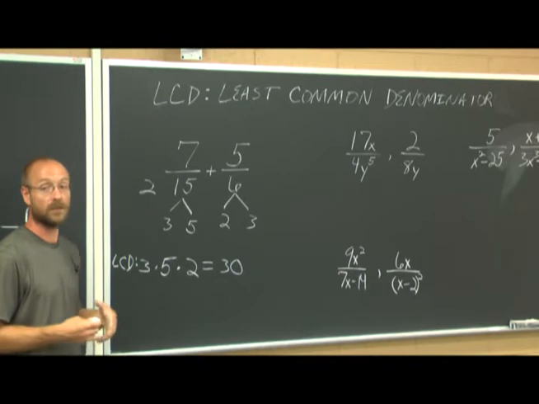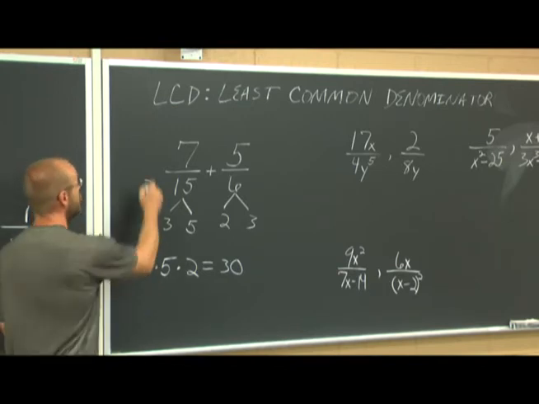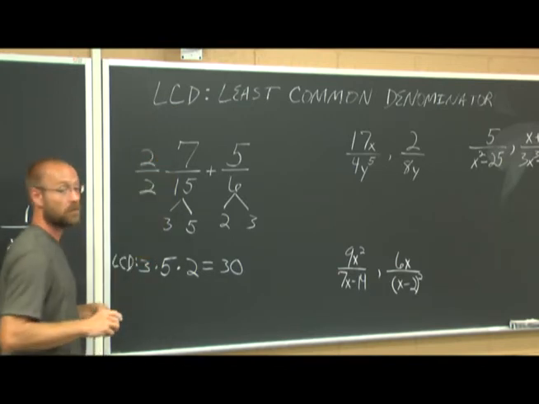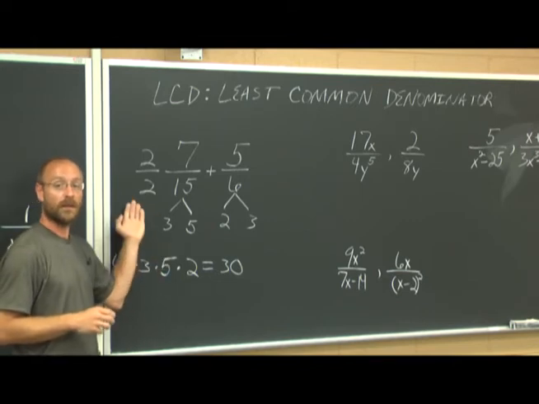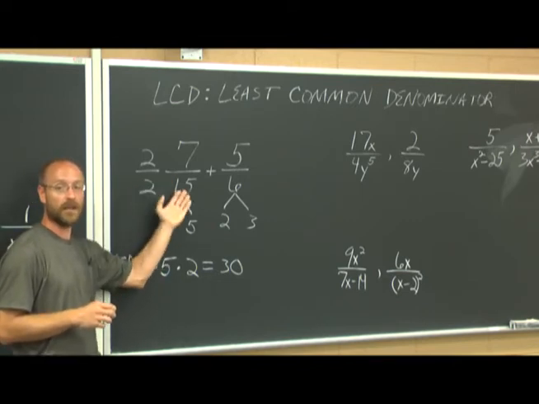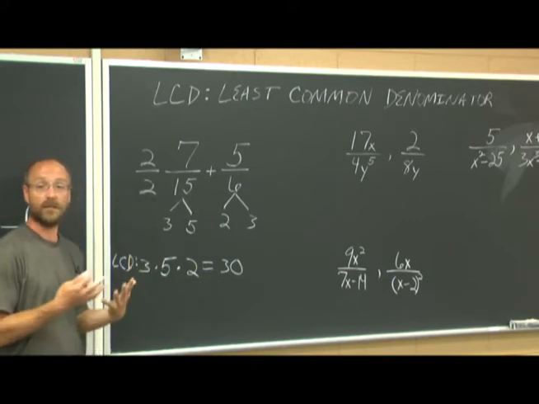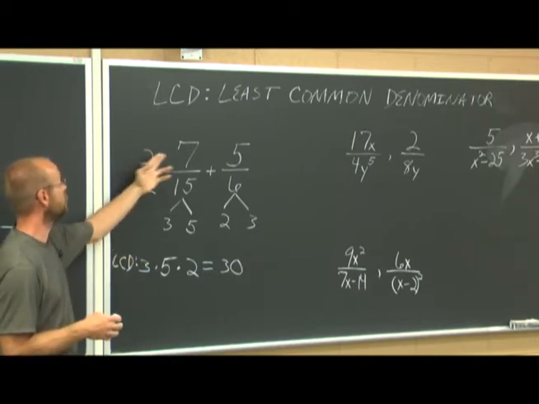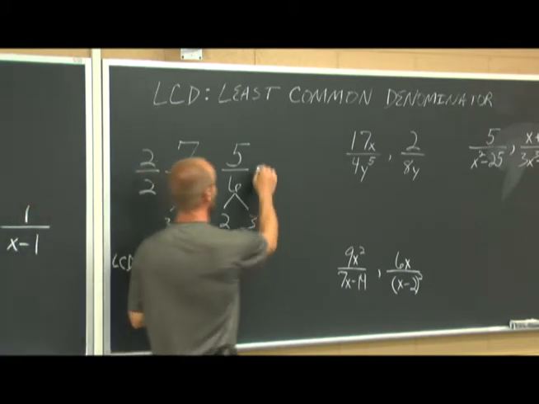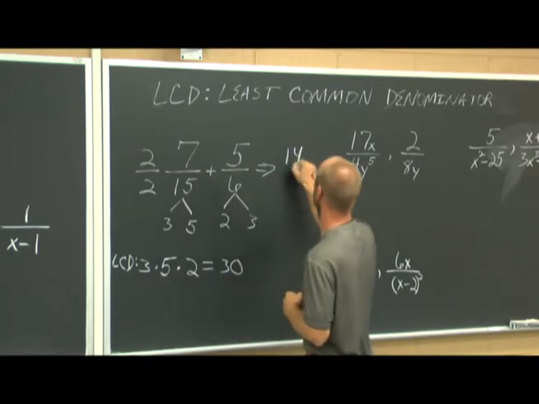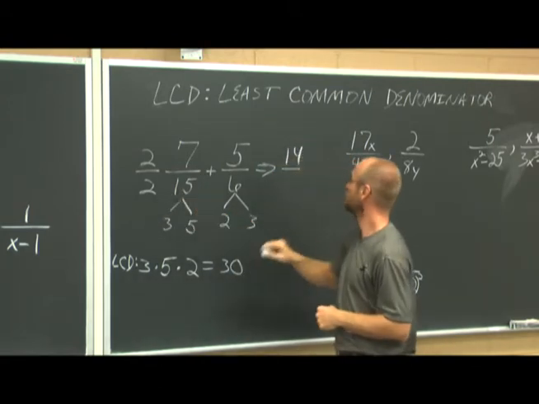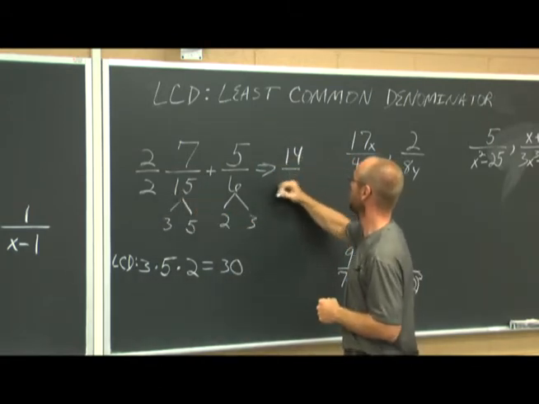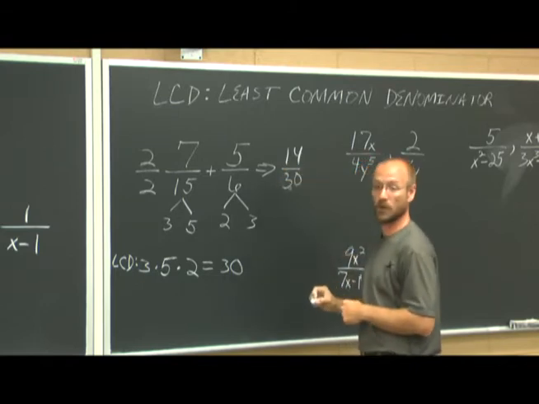Essentially, what I need to do is multiply by 1. And one way to do that is to multiply by 2 over 2. This value is 1. 1 times anything doesn't change the value, but in this case, it'll change its appearance. 2 times 7 is 14. I'm just going to write it over here. 2 times 15 is my common denominator of 30.